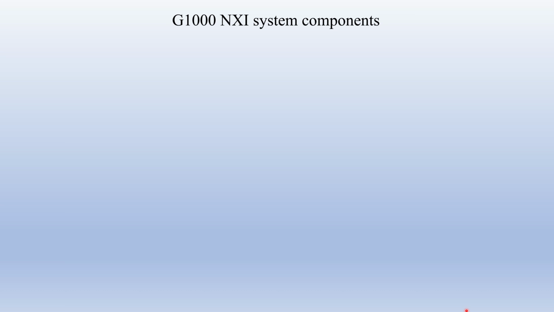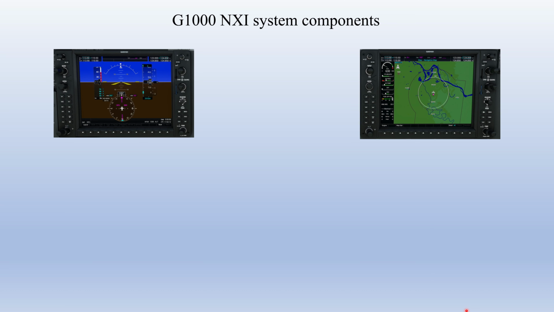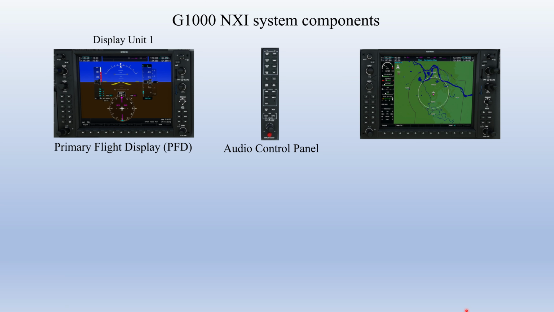The G1000 NXI system components that are visible to the pilot include 2 display units and an audio control panel. Display unit 1 on the left is configured as a primary flight display, and display unit 2 on the right is configured as a multifunction display.